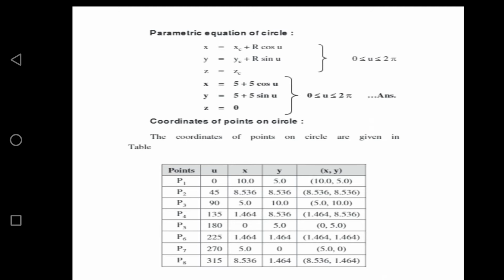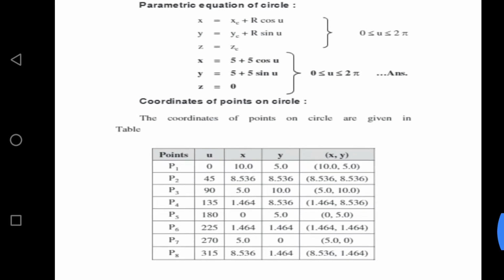Okay. So x equal to 5 plus 5 cos u, y equal to 5 plus 5 sin u, and z equal to 0. And this u goes from 0 to 2 pi, that is 0 degrees to 360 degrees. So now it is time to find out the coordinate points of the 4 quadrants of the circle. So here you can see the table.